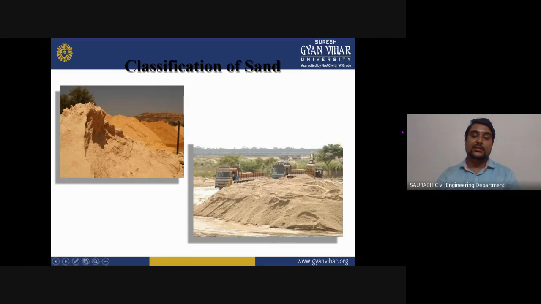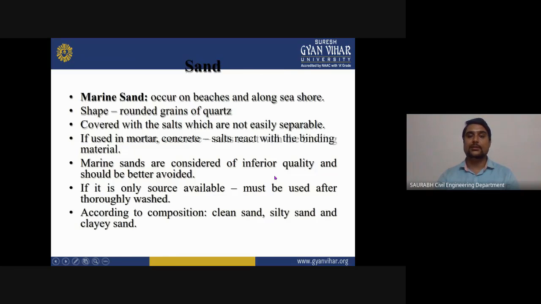Now you can see here, this is your pit sand and this is your natural sand, which is extracted from the river bed.